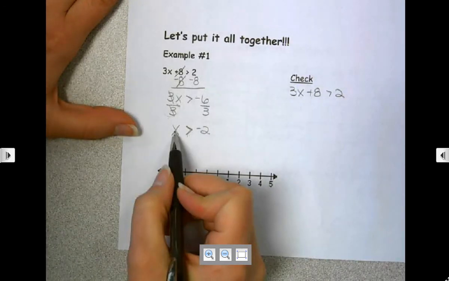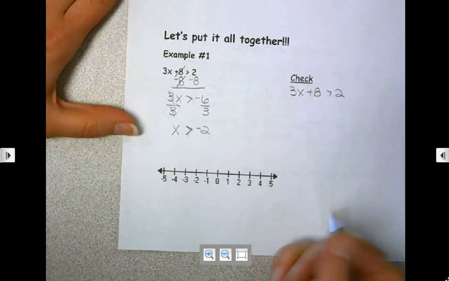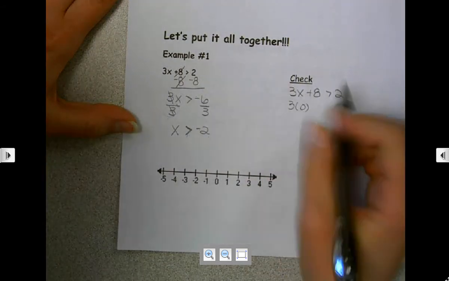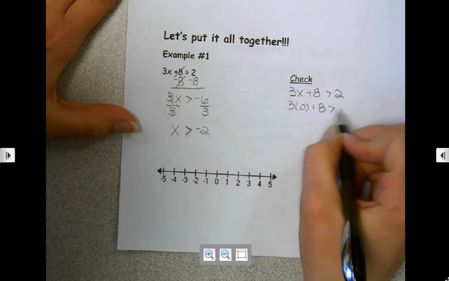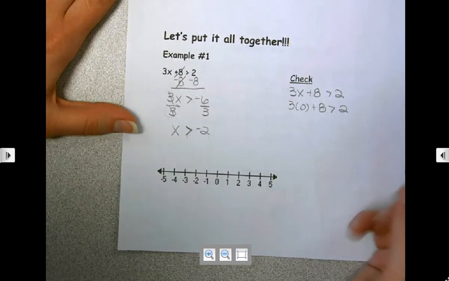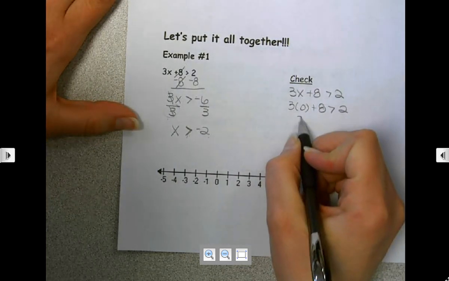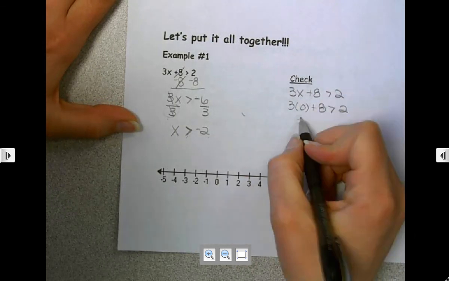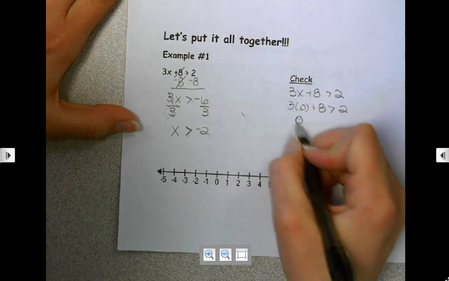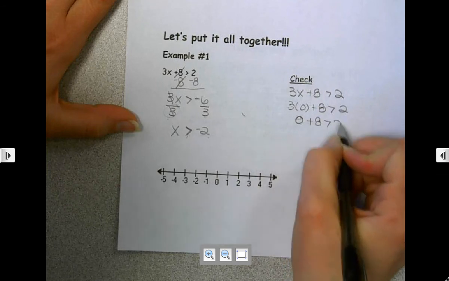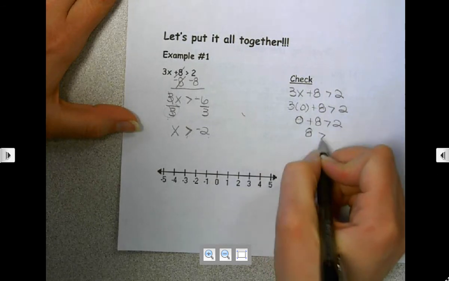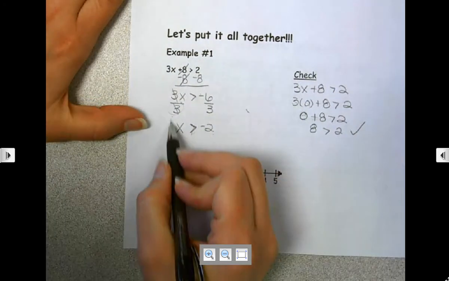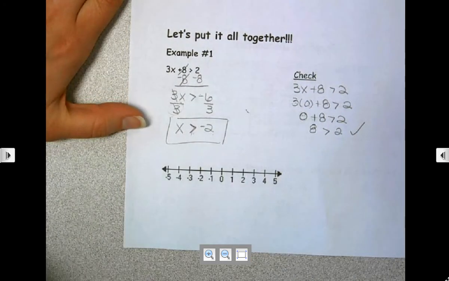I need to pick a number greater than -2. I'm going to use my old standby of 0. Love that number. It's such an easy number to check with. 3 times 0 is 0, plus 8. We get 8 is greater than 2. Is that true? Absolutely. So now we're going to take this solution and graph it.